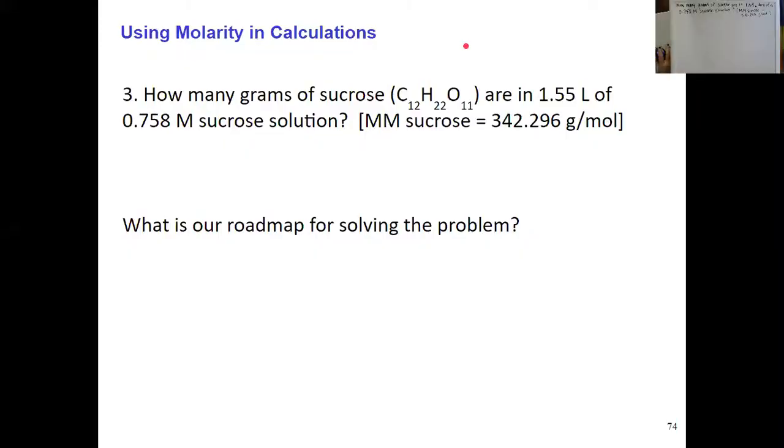Okay, here's our next example. In this case, we're making it a little bit more complicated. We want to know how many grams of sucrose, which is C12H22O11, are in 1.55 liters of the 0.758 molar sucrose solution. Okay, so they're giving us a molarity and a volume here and asking us for a gram value. So that's just one step further than what we've been doing before.